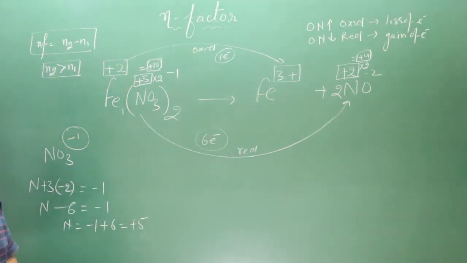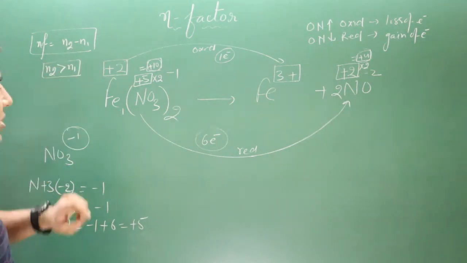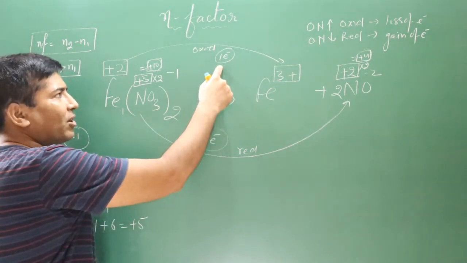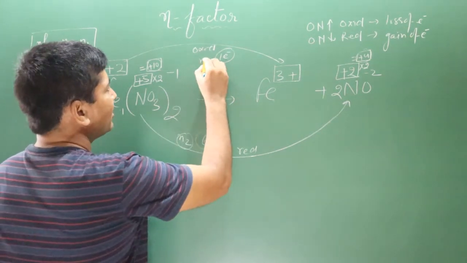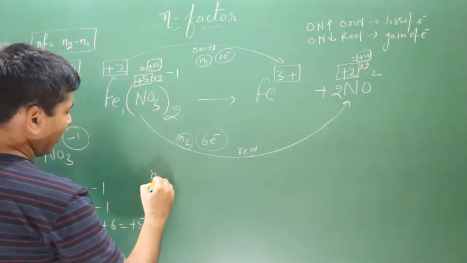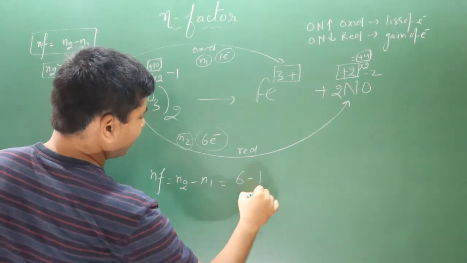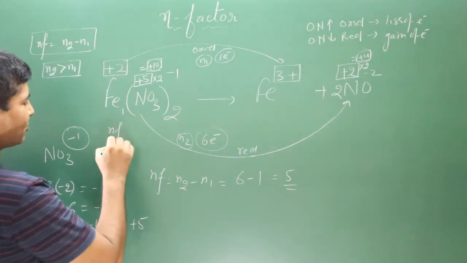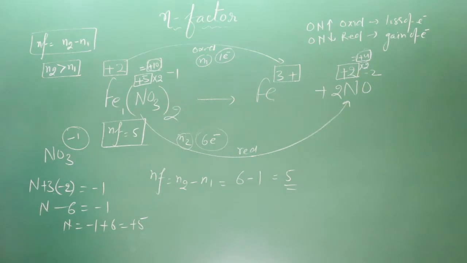As I said, when we label N1 and N2, the N2 value is always the larger value. You can see 6 is the larger value than the first one, so we say it is N2, and the smaller value will be N1. Now you can apply the formula. N factor is equal to N2 minus N1. N2 value is 6, N1 is equal to 1, and then we get 5. The N factor value for this substance is 5. Very simple concept.